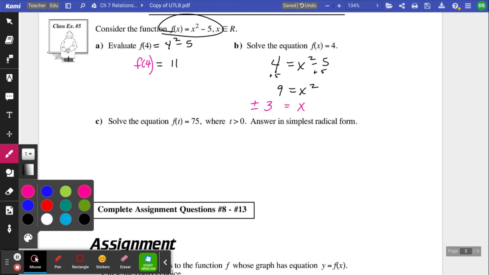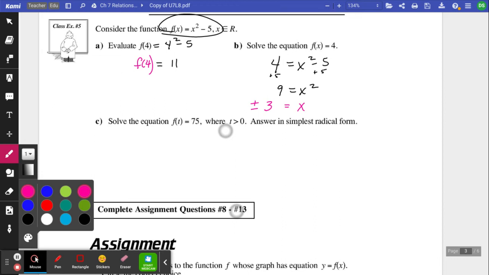Solve the function where f of t is equal to 75. Now is 75 replacing the t? No, it's replacing the whole f thing. The whole f thing, right? It replaces all of it. It replaces the whole f.